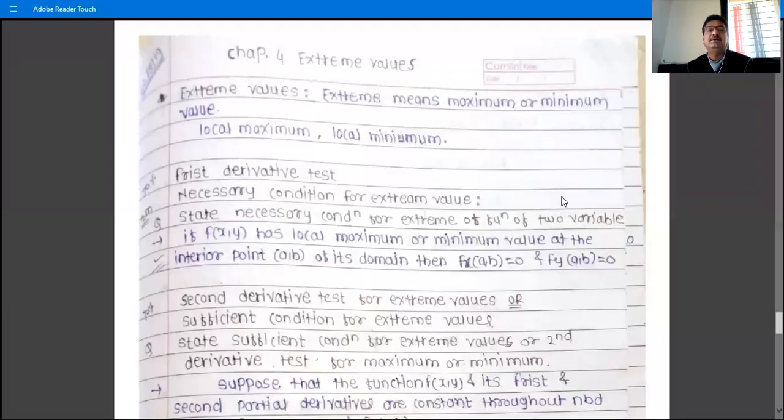Next topic is extreme values, or maximum or minimum values. Extreme values means what? Maximum or minimum value. It is also called local maximum. There are the words local maximum and local minimum. So extreme values means maximum value or minimum value, either maximum or minimum.